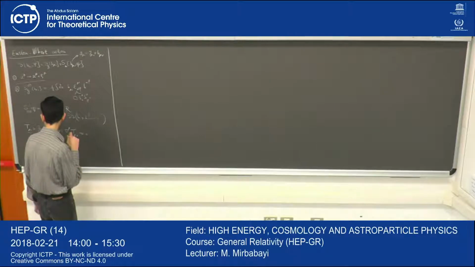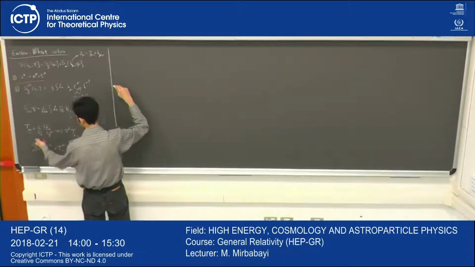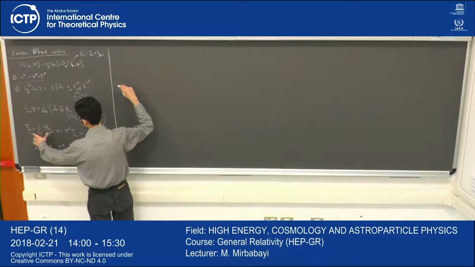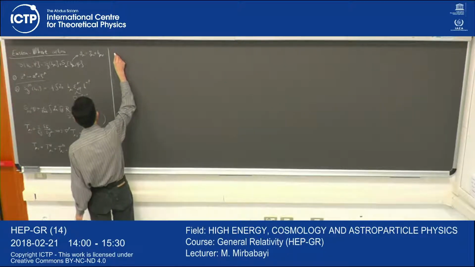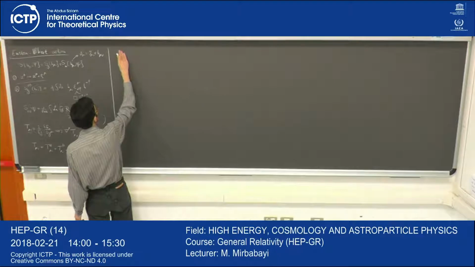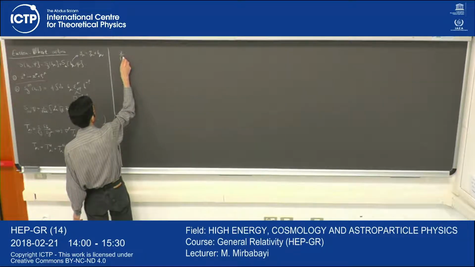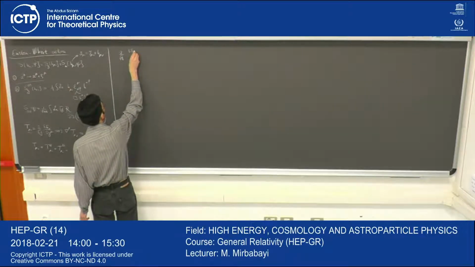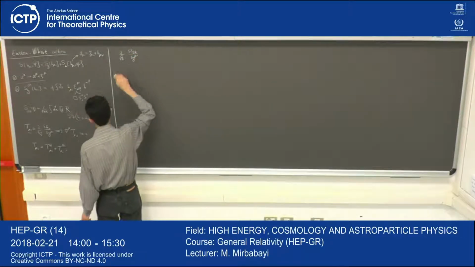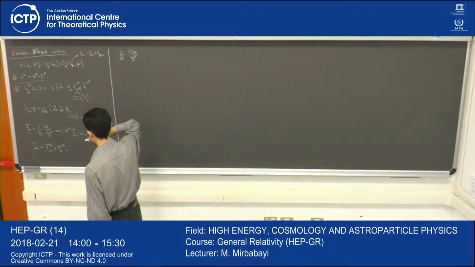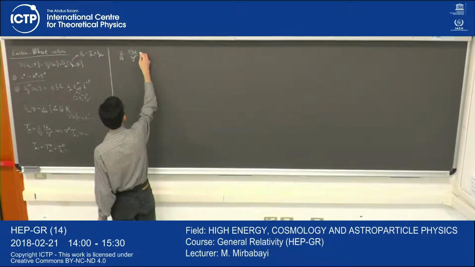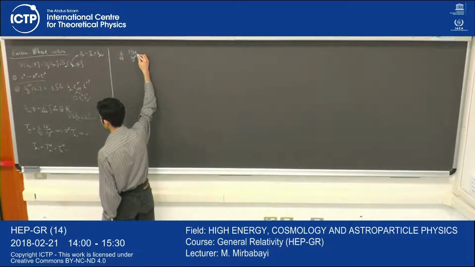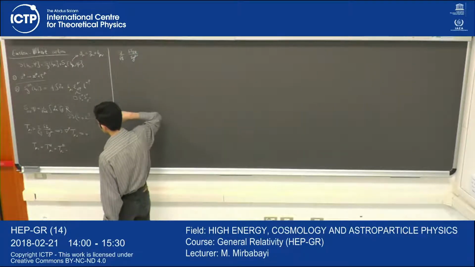Okay, so now we should do the same thing. Let's look at the variation of the Einstein-Hilbert action. So 2 over square root of G, delta, Einstein-Hilbert, G mu nu. So that gives us, I might be missing a minus sign somewhere here.